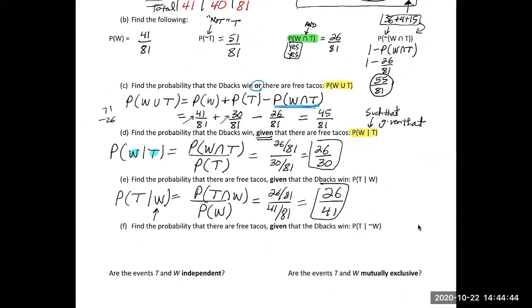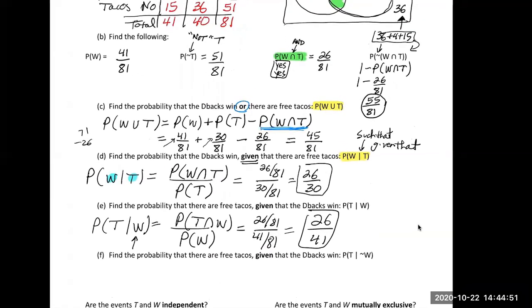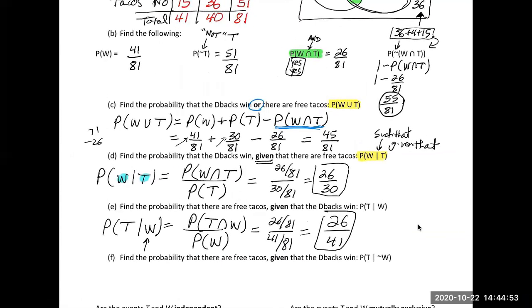And then lastly, one more conditional probability here. Find the probability that there are free tacos given that the Diamondbacks win. Oh, and I think I have a typo, because I wanted you to do given that the Diamondbacks don't win, which is given that the Diamondbacks lose.